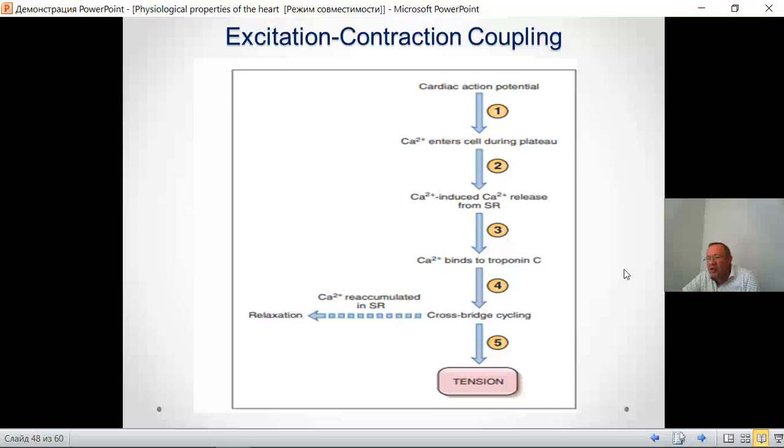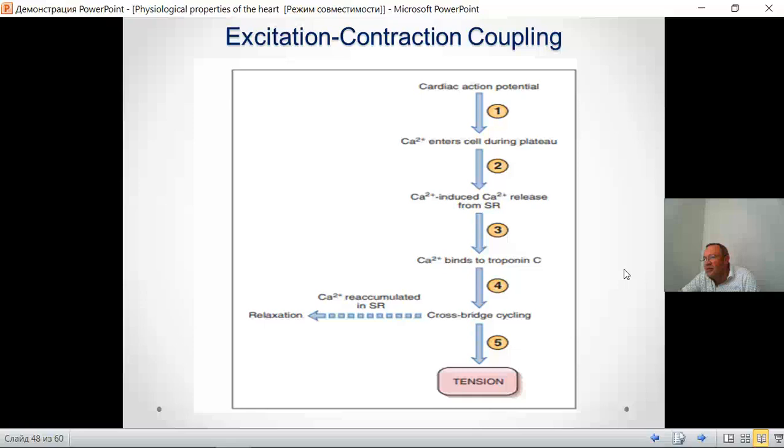Recall that a unique feature of the cardiac action potential is the plateau, which results from an increase in gated calcium conductance and an inward calcium ion current, in which calcium ions flow through the L-type calcium channels from extracellular fluid to intracellular fluid.